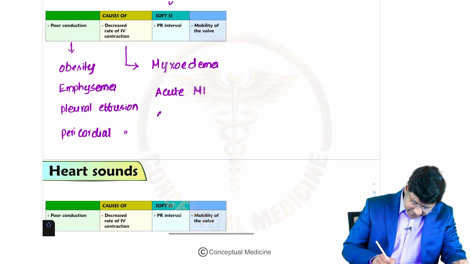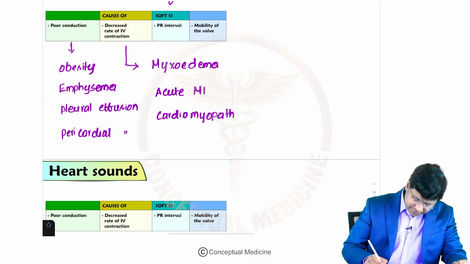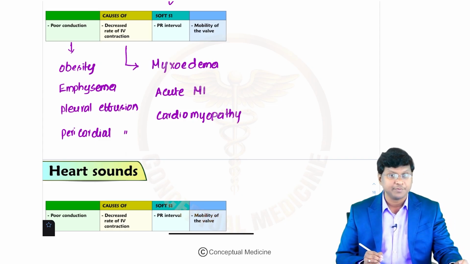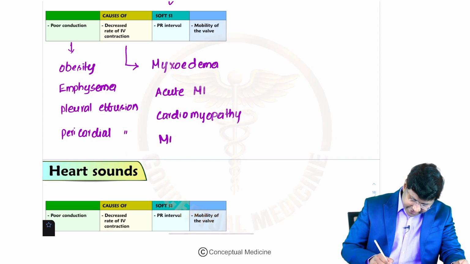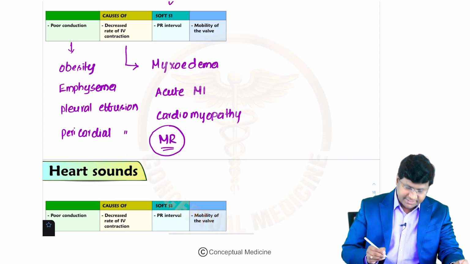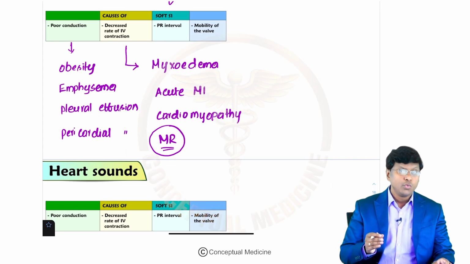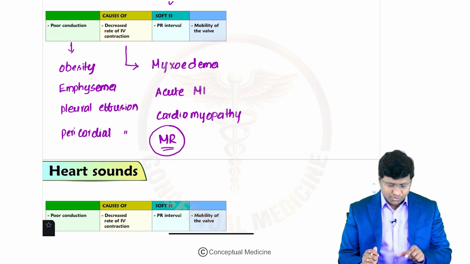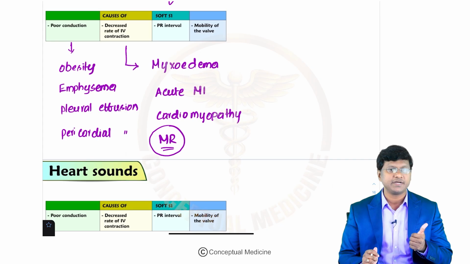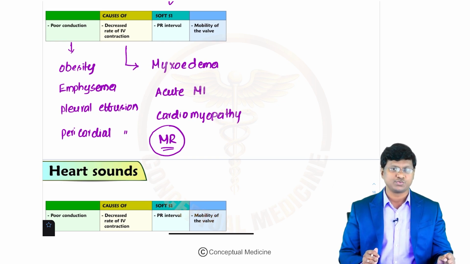And then in patients with cardiomyopathy, and then in mitral regurgitation. Because patients with mitral regurgitation, ultimately at one point of time, will develop left ventricular failure. Once they develop left ventricular failure, there will be a decrease in the rate of LV pressure development. So in all these conditions like myxedema, cardiomyopathy, acute MI and mitral regurgitation, there will be a decrease in the rate of LV pressure development, and thereby there will be a soft S1.